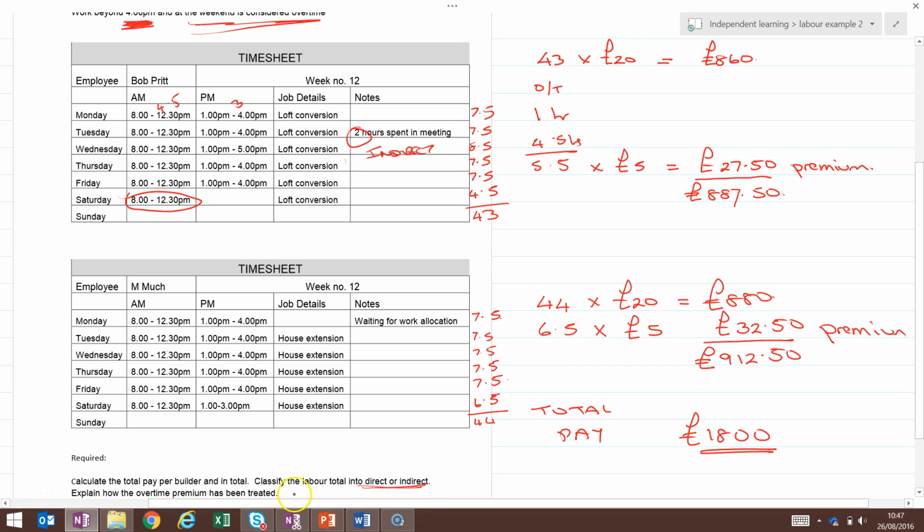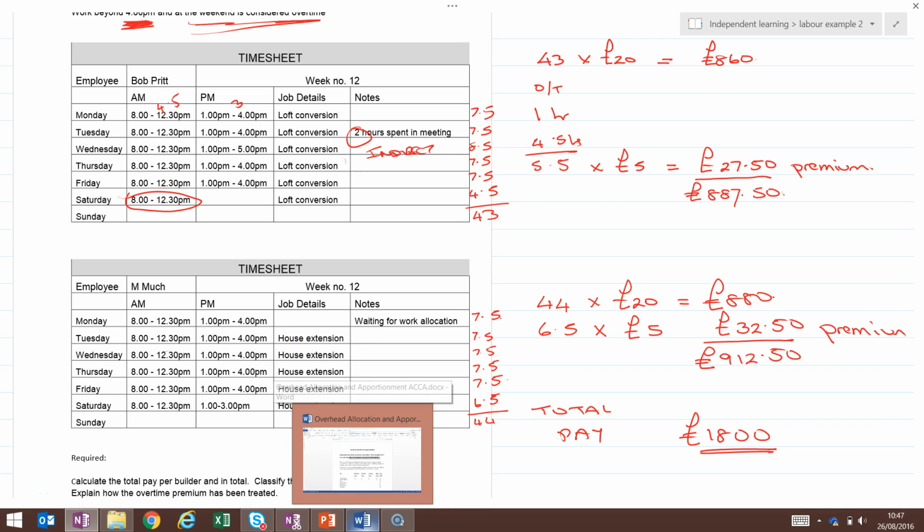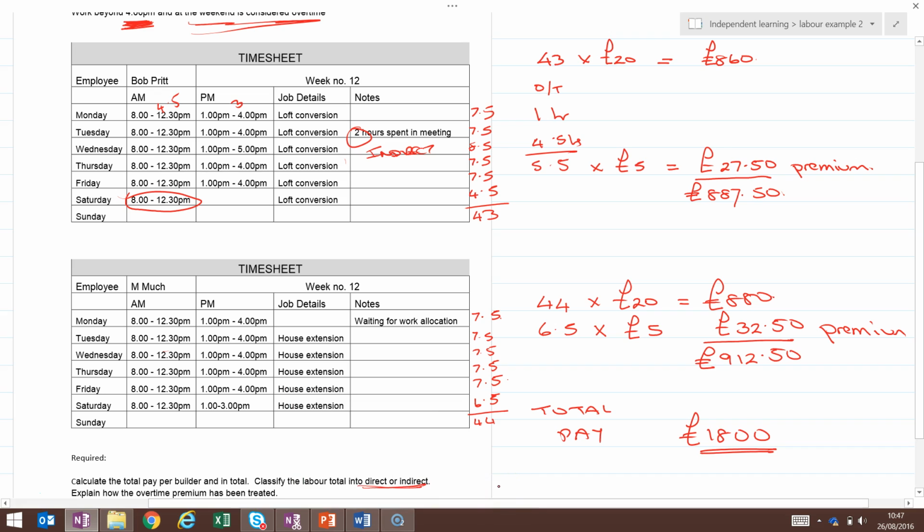If we look at Mr Much, Monday he wasn't able to do any work. He was waiting for a job. He still has to be paid. He's on a contract. He needs to be paid. But if he wasn't actually working on a job, then that is indirect. So that's 7.5 hours that is indirect.